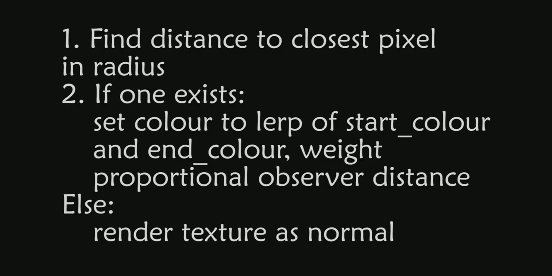Okay, so now we're going to do gradients for our outlines. That is, where it starts with one color at the edge of the image and then fades out into another one. Step 1 is to get the closest distance to a non-transparent pixel from the texture, within the radius of outline width. If you encounter something, change the pixel into a linear interpolation between a start color and end color. Otherwise, render the texture as normal.